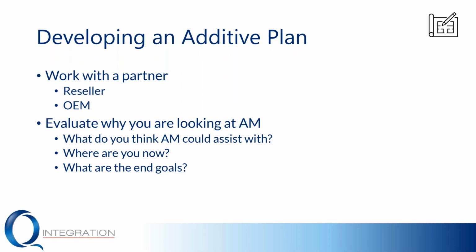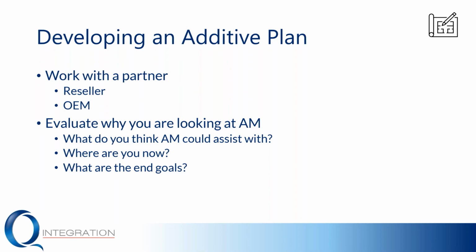So the first step in developing an additive plan is to find yourself a good partner and to work with them. Whether this is a reseller like us, I know I do this with a lot of my customers and clients all the time that are looking at implementing additive manufacturing at some level, or even an OEM. So if the technology you need doesn't have a reseller network, the OEMs will oftentimes work with you to help prove this out. This is important because they have a lot of experience with their technology and with additive in general, and they can help you out in developing a plan and implementing it and supporting it. And it's really important to keep a good relationship with them, as we'll discuss later.